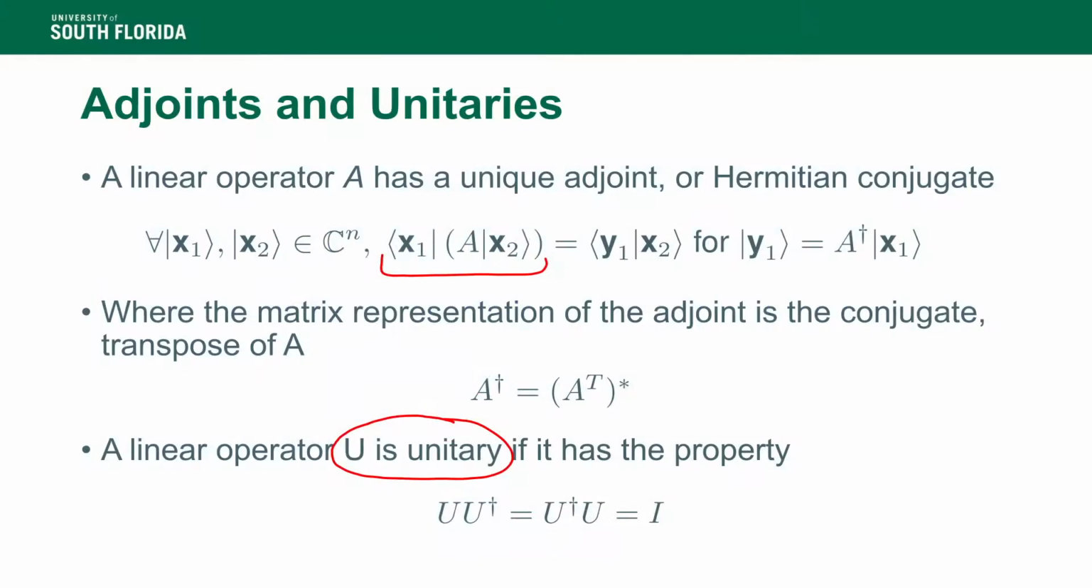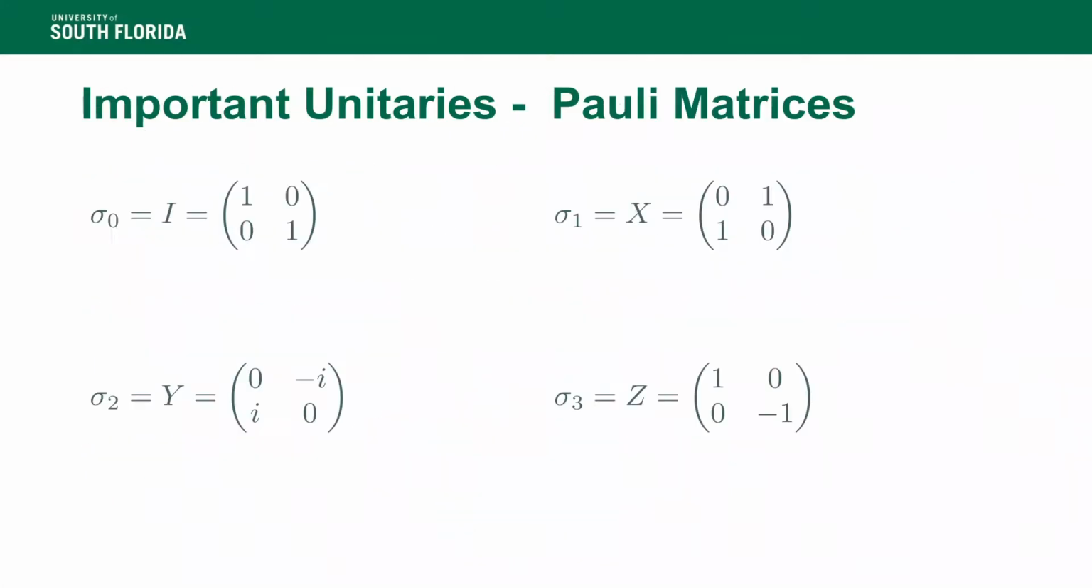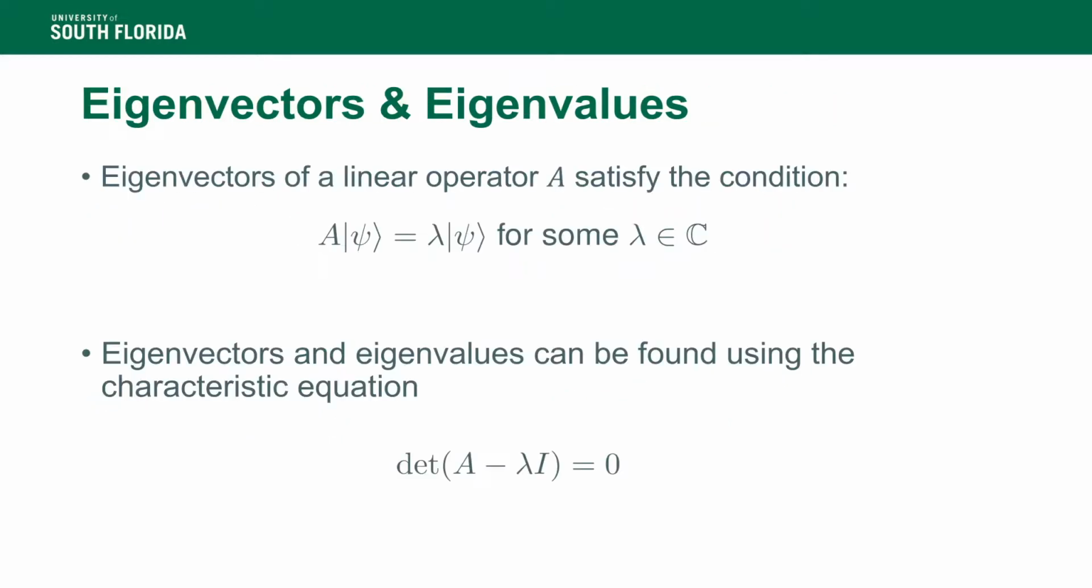And there are very important unitaries, for example, the Pauli matrices. So you can verify that all of these matrices that you see, the identity and the matrices X, Y, and Z, they all have the property that when you multiply them by their adjoint, you retrieve the identity, okay? And these are extremely important for quantum computing.